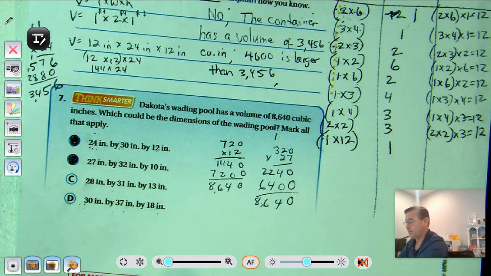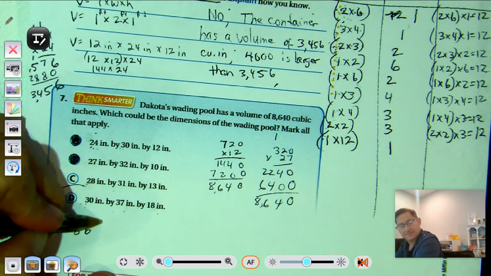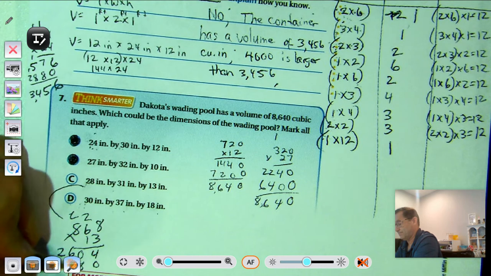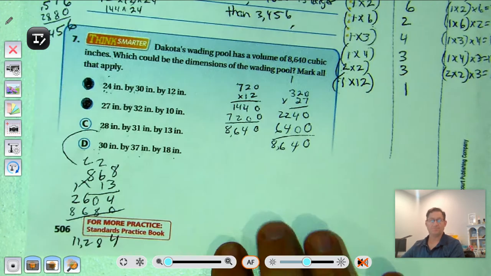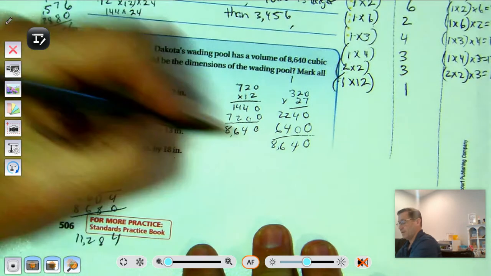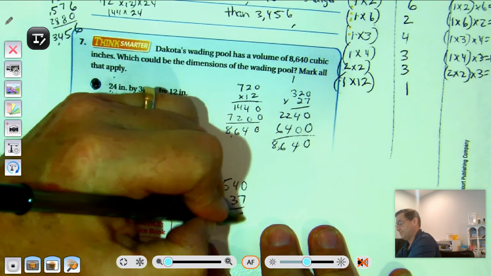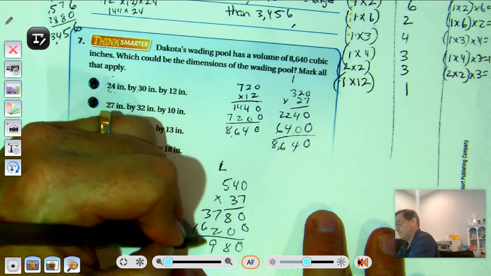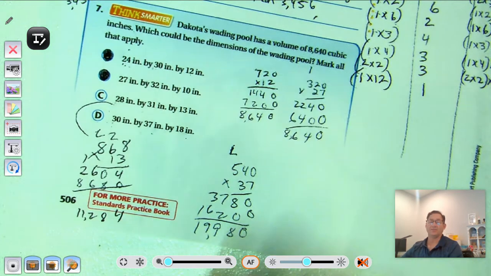Now, if you didn't want to use that, you would, of course, multiply 28 times 31 times 13. Okay, so that would be 868 times 13, which is 11,284. This bottom one, 18 times 3 tens is 540 tens times 37, which is 19,980. So again, both of those are going to be larger than the 8,640.